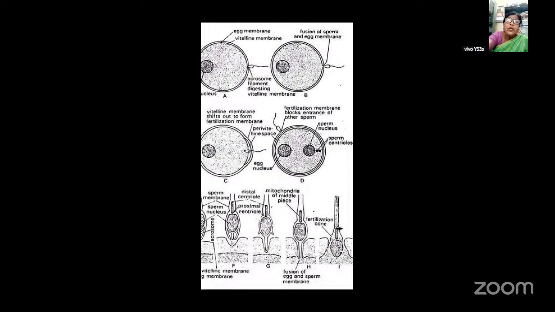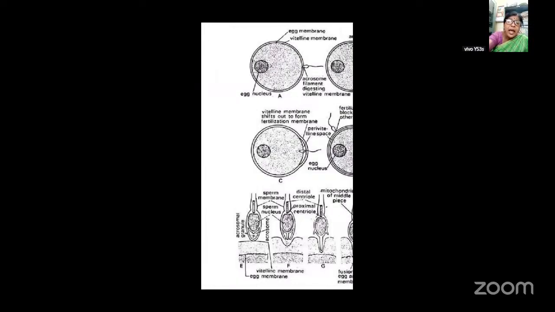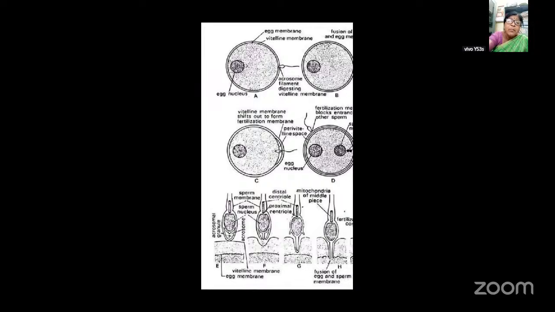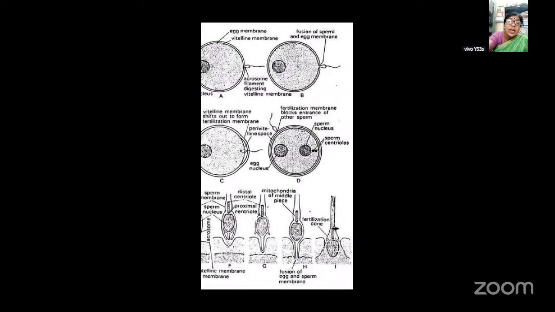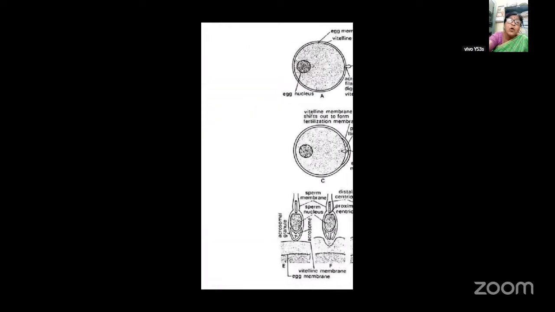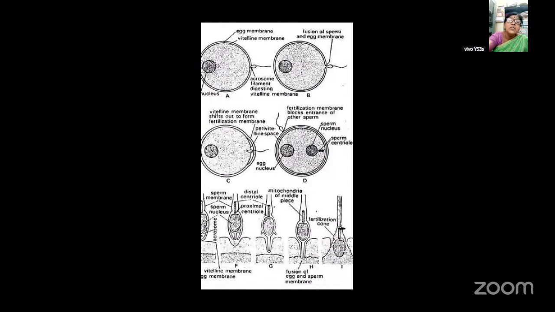This is the sperm nucleus, the sperm centriole, and this is the egg nucleus. Both of them diffuse and fuse together. These are some of the stages: the fusion of the egg and the sperm membrane takes place. This is how the process of fusion will take place.